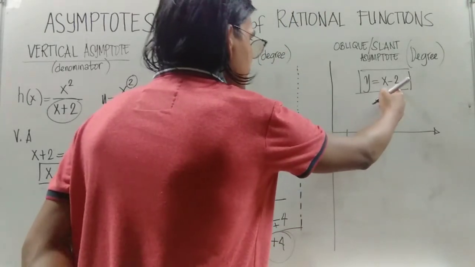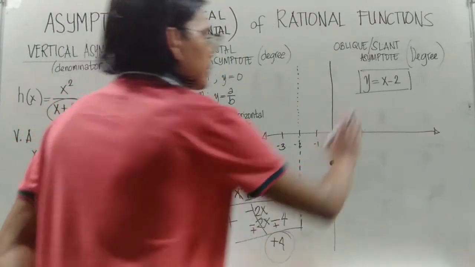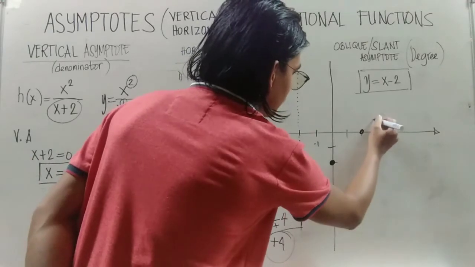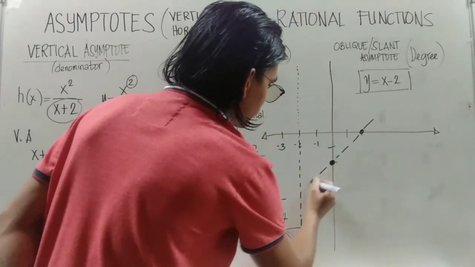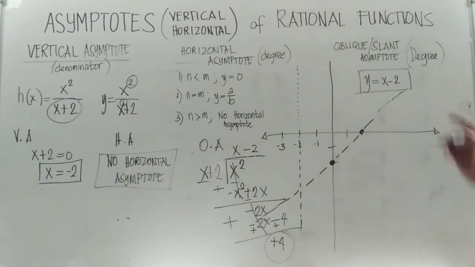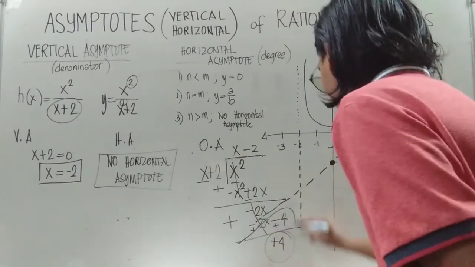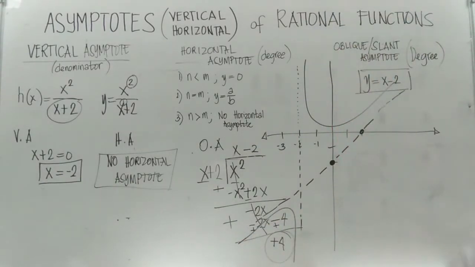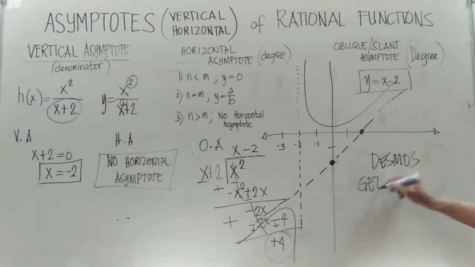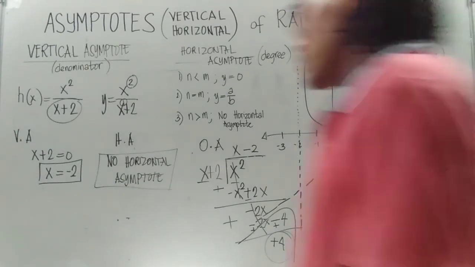Your y-intercept is negative 2. So this one, your x-intercept will be positive 2. So this slanting line is your oblique asymptote, and the graph will look like this. So you can check using these apps, Desmos and GeoGebra. You can install them on your phones.